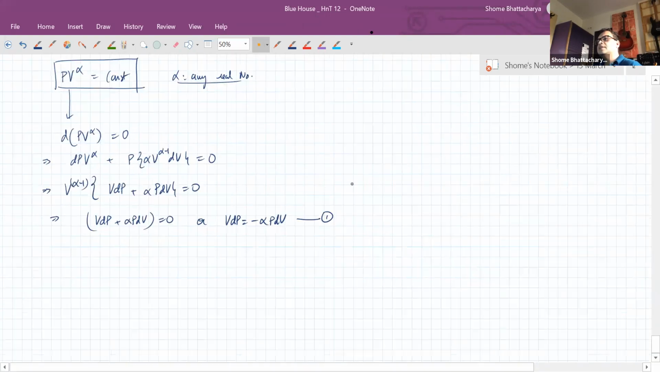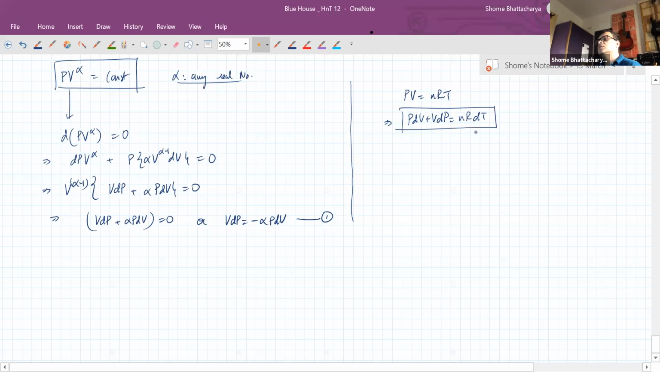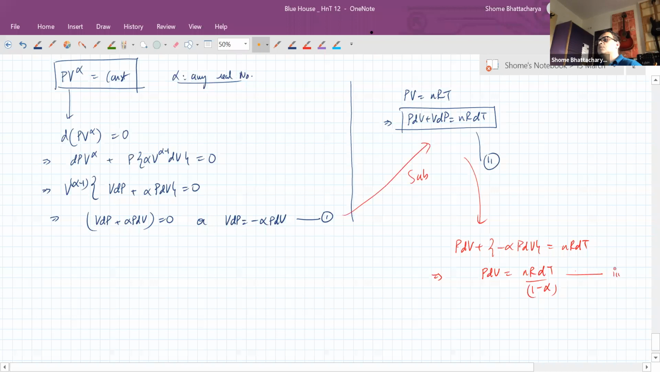Now secondly, we have the ideal gas equation, PV equal to nRT. So this in differential form is PdV plus VdP is equal to nRdT. So this is our second equation. Okay. So if we substitute this over here, we can see that PdV plus minus alpha PdV is equal to nRdT. So that means PdV is equal to nRdT upon 1 minus alpha. This becomes like our third equation.